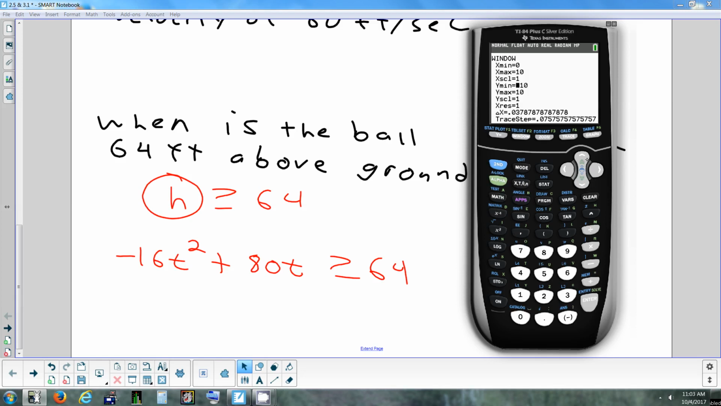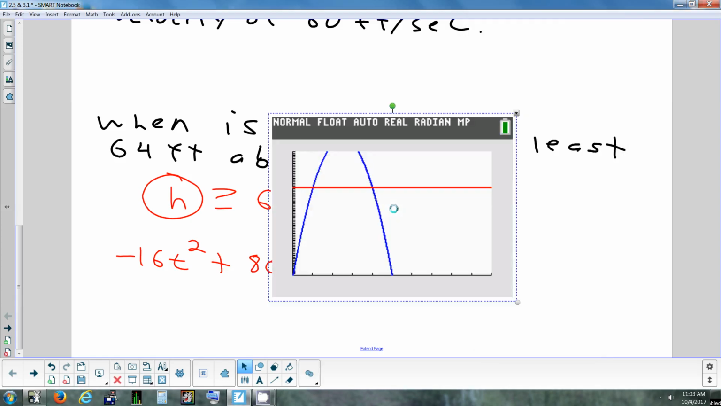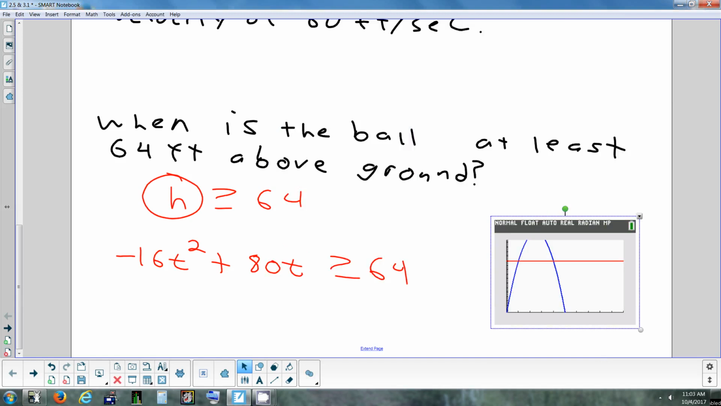Can the object have negative height? No. But how high is the object going to go? At least we're hoping it goes 64 feet, and might even go above that. Let's hope it doesn't go over 90 feet. Well, it goes over 90 feet, but for the moment I'm not looking at how high it goes. I just want to know when the ball is above 64 feet. So what do you think I'm going to have to calculate between the blue curve and the red line?